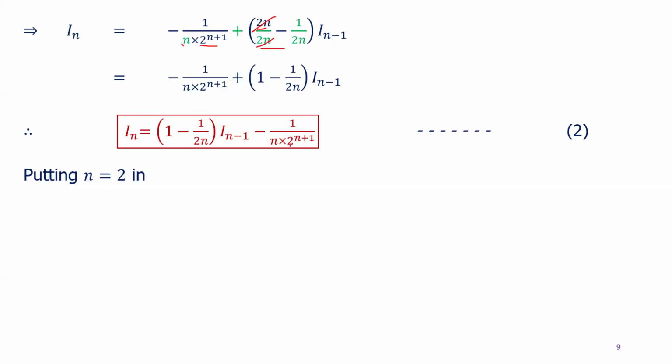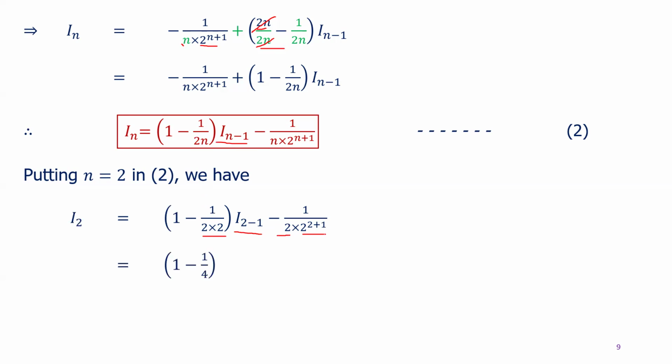Now, putting n is equal to 2 in equation number 2, we have I_2 is equal to (1 minus 1 upon 2 into 2) I_(2 minus 1) minus 1 upon 2 into 2 to the power (2 plus 1), which gives us (1 minus 1 by 4) into I_1 minus 1 upon 2 to the power 4, that is 2 to the power 3 and 2 to the power 1. 1 minus 1 by 4 is nothing but 3 by 4 into I_1 minus 1 upon 2 to the 4, which means 16. So which gives us minus 1 upon 16. Let us give it equation number 3.